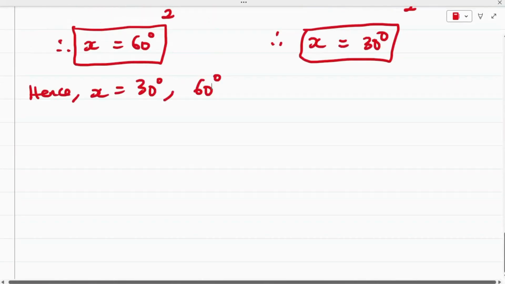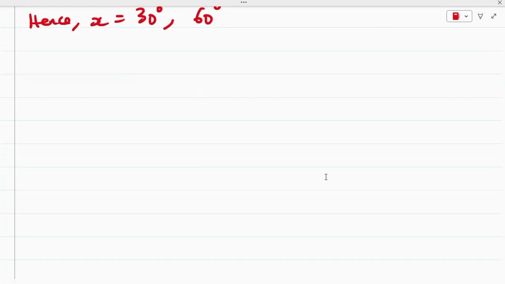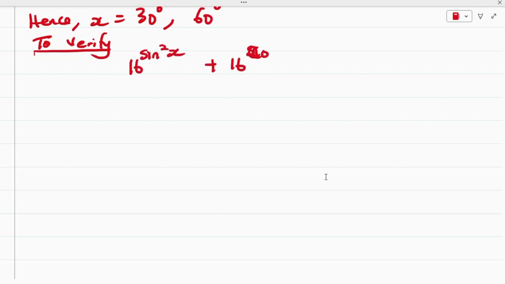So the next thing, guys, we want to do is to simply verify to show that our answer is actually correct. So to verify, we have the expression to be given as 16 raised to the power of sine square x plus 16 raised to the power of cos square x, and this is equal to 10. And we have two values of x.